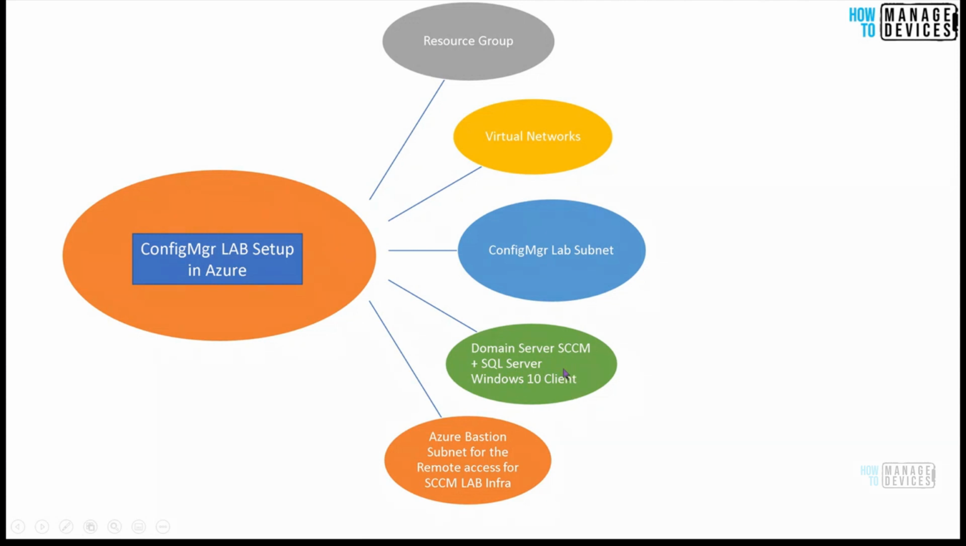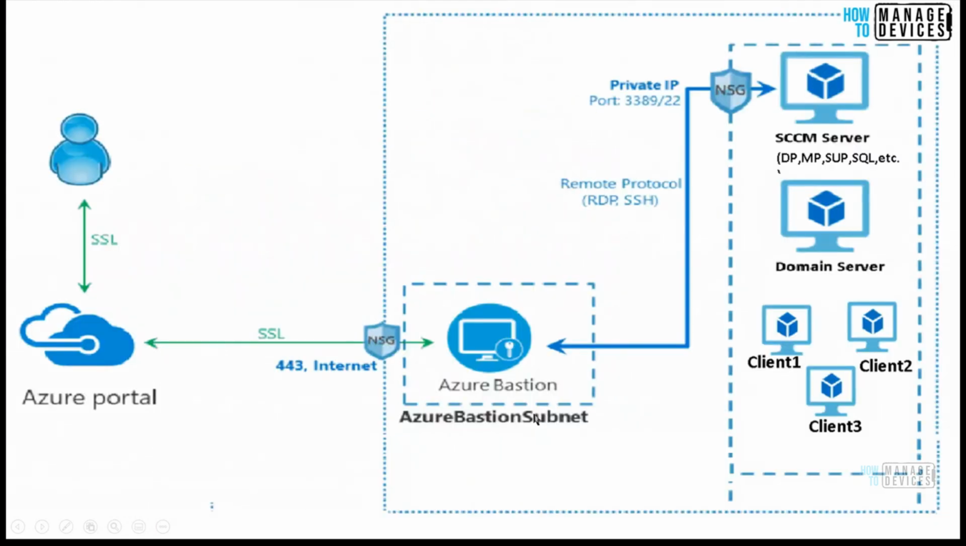Domain servers, SCCM and SQL servers. And now I built a Windows 10 client also. We are connecting this server infrastructure through something called Azure Bastion. This is the very high level architecture of the connectivity and the infrastructure. We connect from here to the Azure Portal, and the Azure Portal connects to Azure Bastion, and then through Azure Bastion we connect to the SCCM server, domain controller, and a client server. So this is the overall high level architecture of the SCCM lab setup we did.